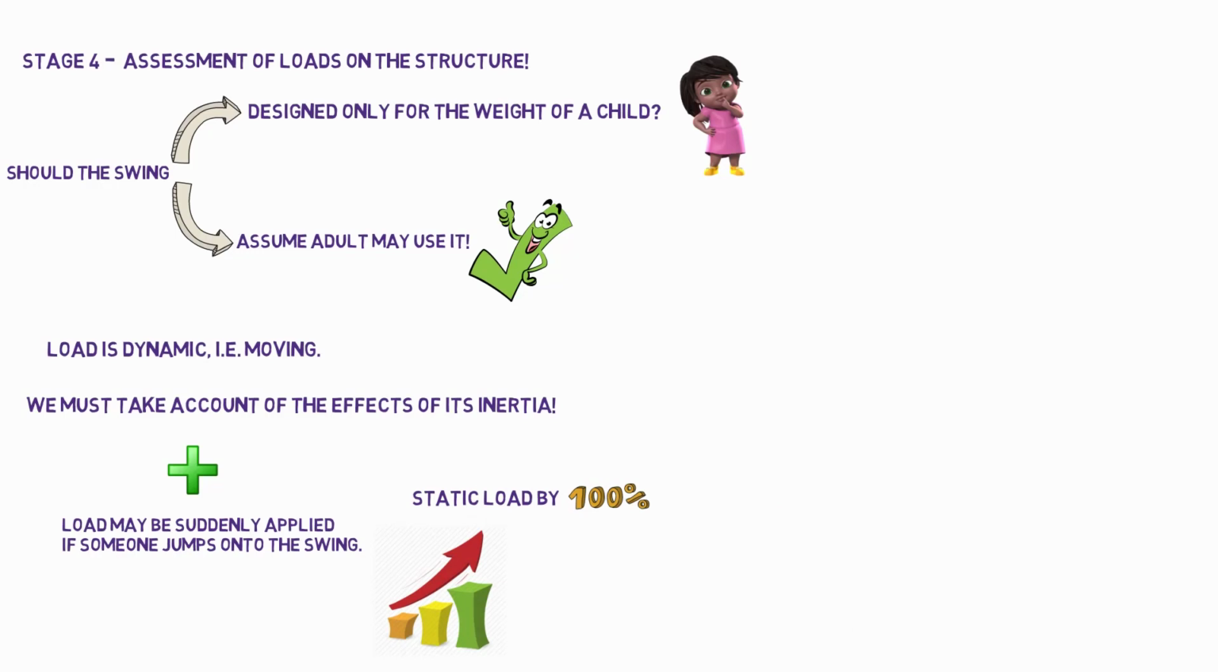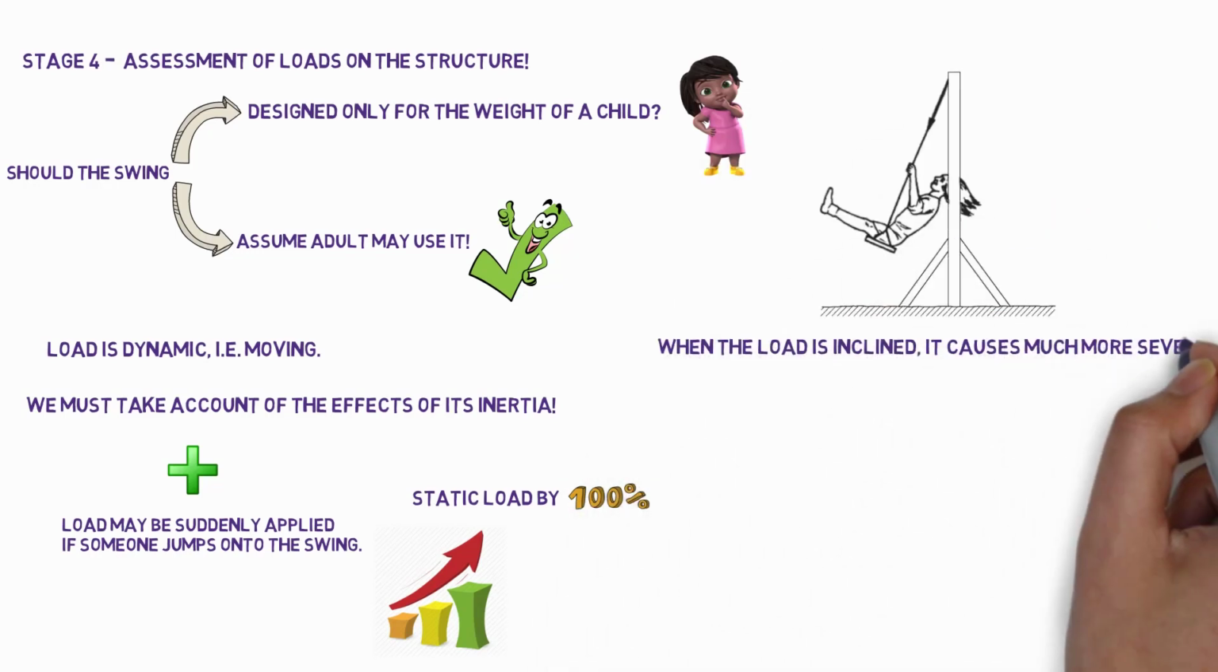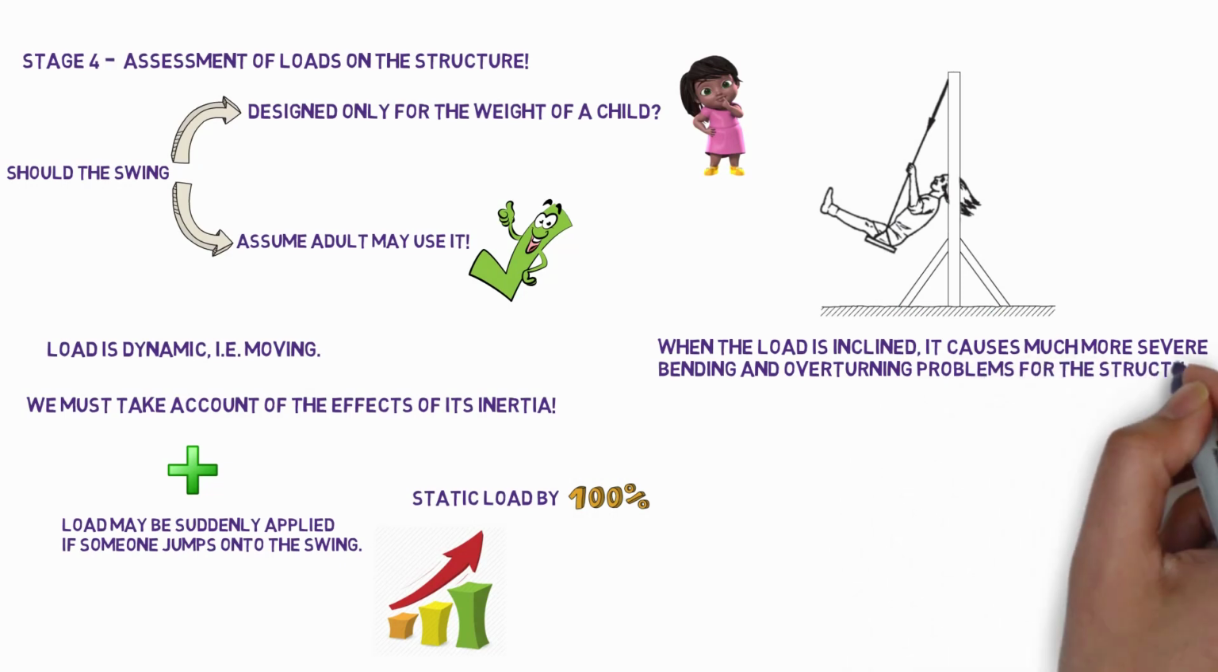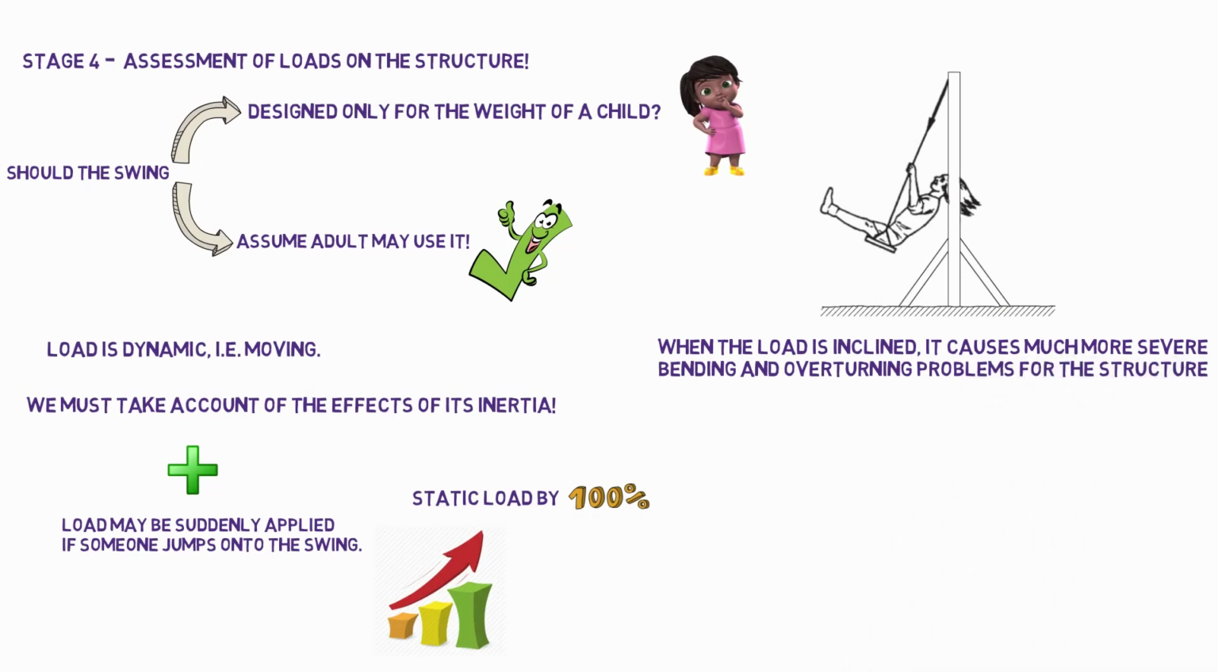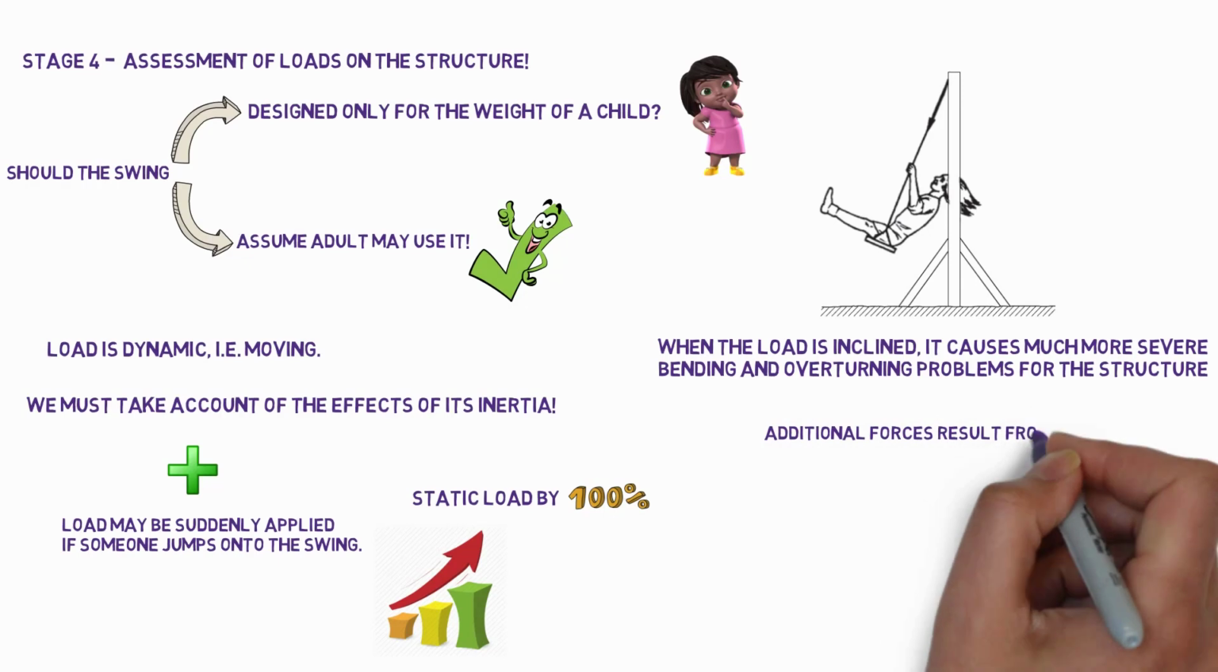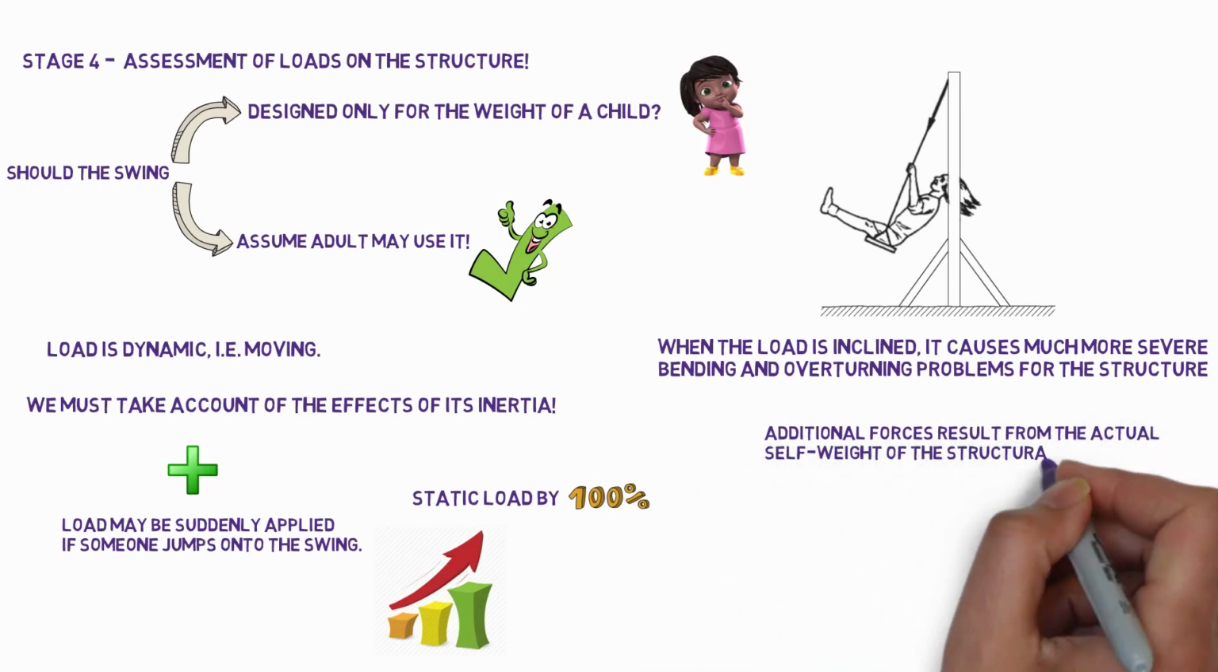The load is not always applied vertically downwards. When the load is inclined, it causes much more severe bending and overturning problems for the structure. Wind loads often cause severe lateral loads, although they are not much of a problem with thin skeletal structures. Additional forces result from the actual self-weight of the structural members.